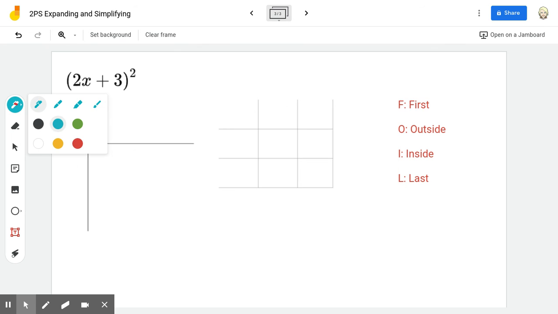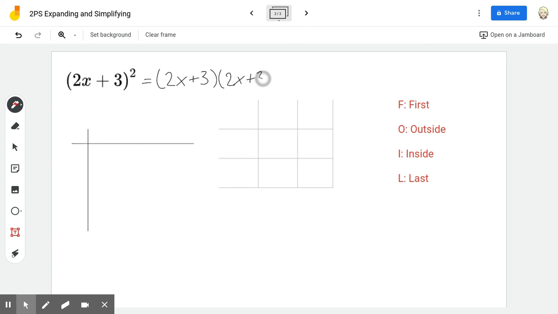So remember that anytime you have an exponent 2, it means that the thing underneath that exponent, so if we had like an x squared, the x would be multiplied by itself. Or if we had 5 squared, the 5 is multiplied by itself. Here, the exponent is acting on this entire bracket. So what this means is that we have 2x plus 3 times itself. So we have 2x plus 3 times 2x plus 3. So this is just like the last questions we've just been doing. So we have 2x plus 3, and we have 2x plus 3, and then we multiply them out.